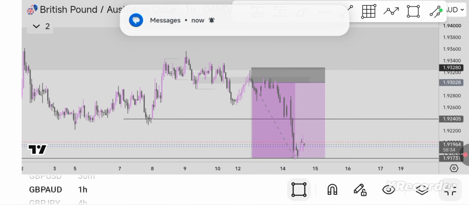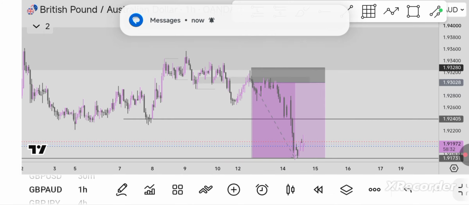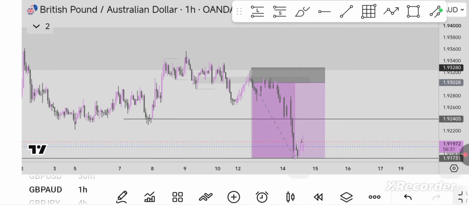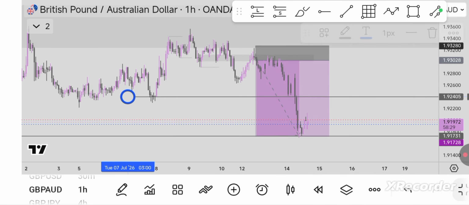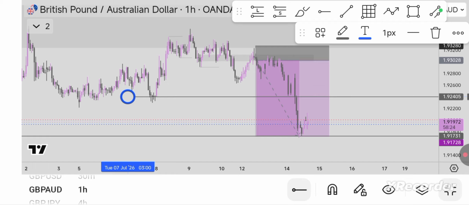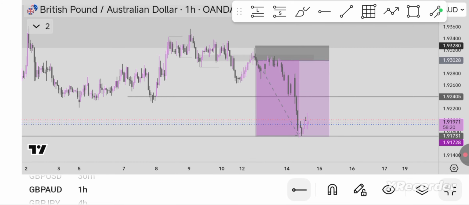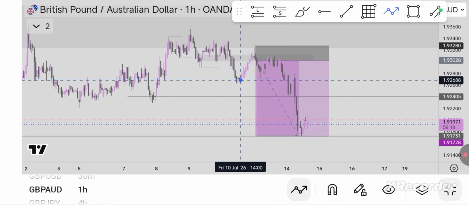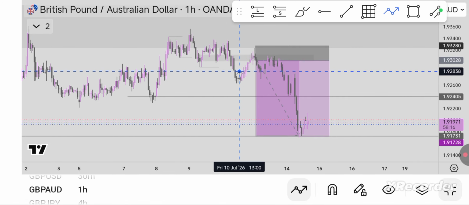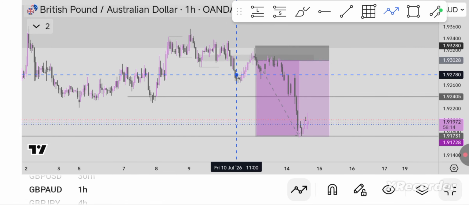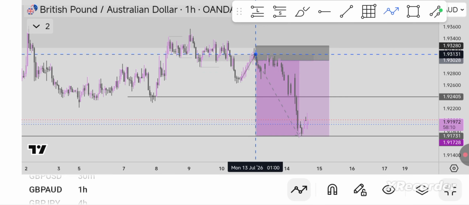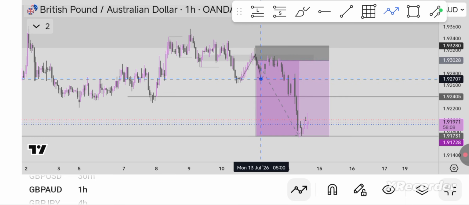So I took my entry there, and this was my first take profit, and this was my second take profit. As you can see, the market retraced, tagged me in. At first, the market retraced, tagged me in, and dropped.